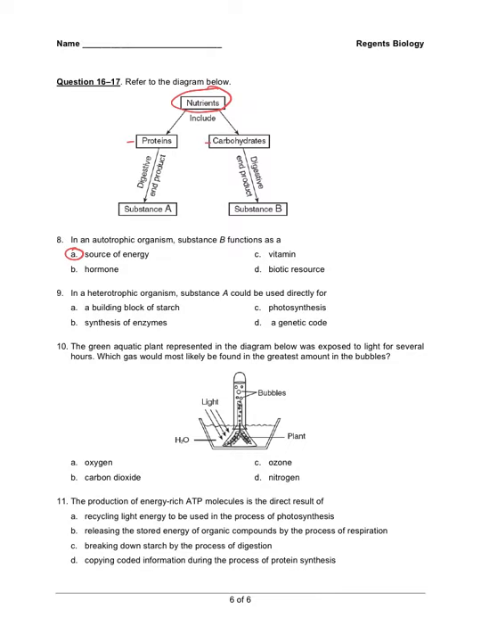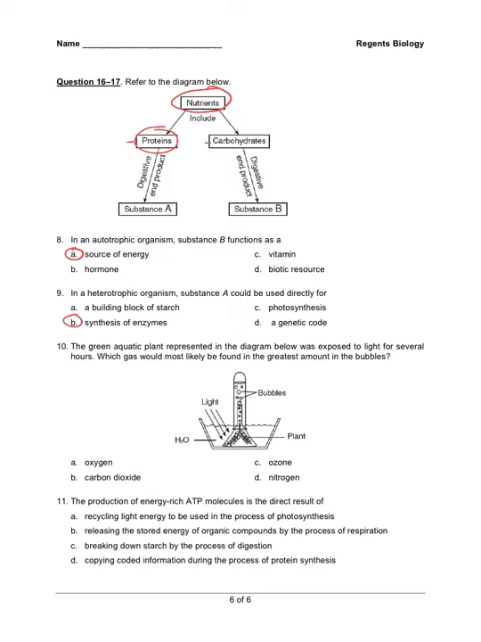Number 9 says, in a heterotrophic organism, substance A could be used directly for, and since this is proteins, proteins can be used to build or synthesize enzymes. Because enzymes are made of proteins, we can use proteins that are digested into individual amino acids to build new proteins called enzymes.